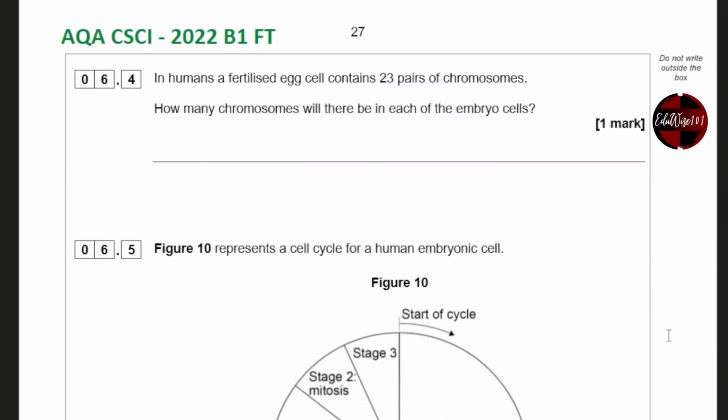In humans, a fertilized egg cell contains 23 pairs of chromosomes. How many chromosomes will there be in each of the embryo cells? So if you have 23 pairs, that will be 46 chromosomes. So how many chromosomes will be in each of the embryo cells? It will be 46.